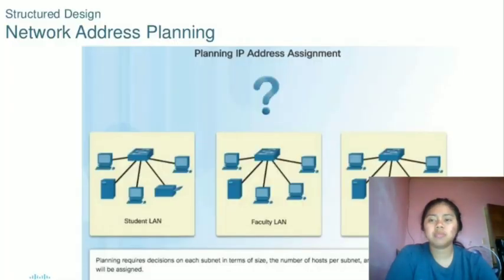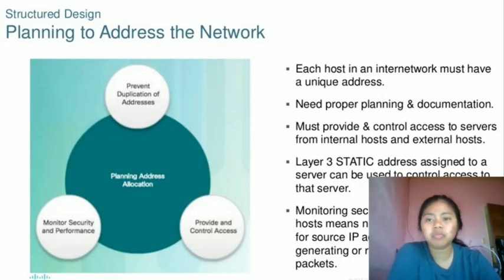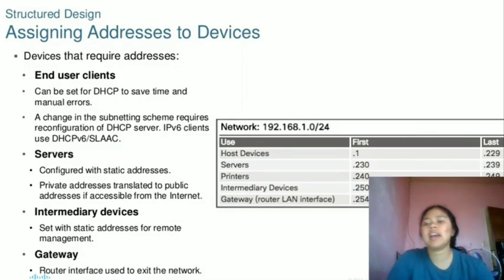Addressing scheme. Network address planning. So, planning IP address assignment: student LAN, faculty LAN, admin LAN. Planning to address the network: each host in the internetwork must have a unique address, which needs proper planning and documentation, and you must provide control access to servers from internal hosts and external hosts. Assigning addresses to devices: end users, clients, servers, intermediary devices, and gateway.